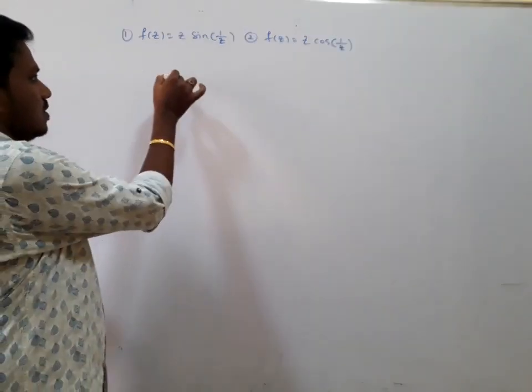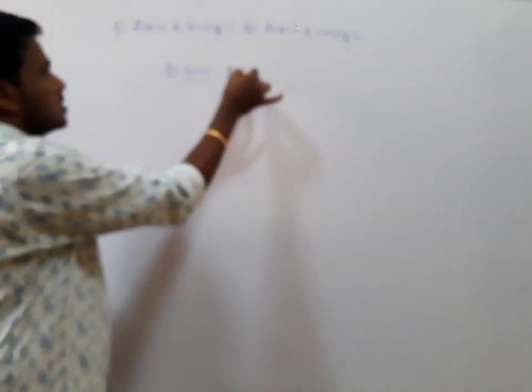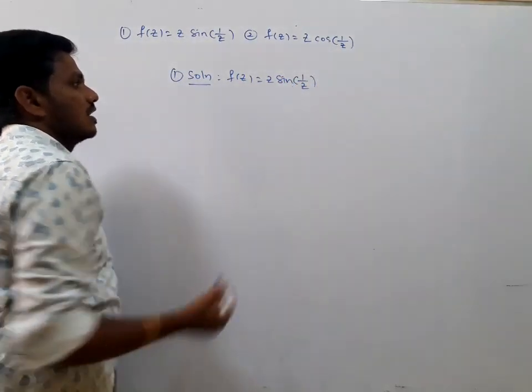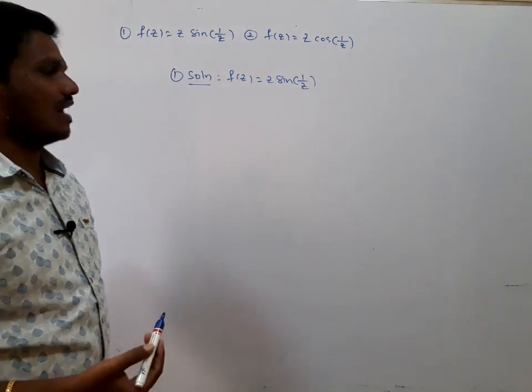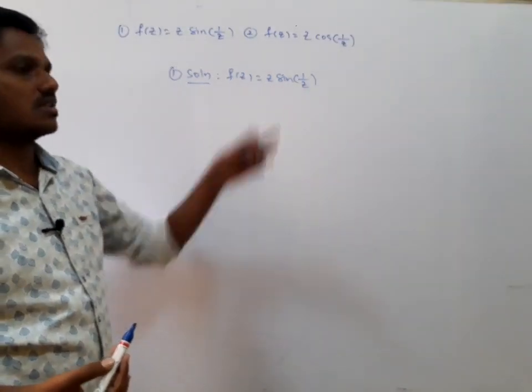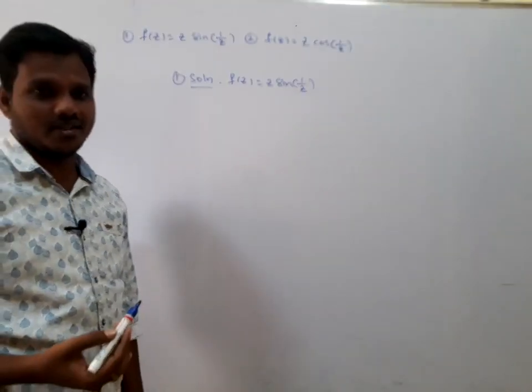Now coming to the solution. f(z) is equal to z into sine 1 by z. It's clear that z equals 0 is the singular point. Sine of 1 by 0, sine infinity, is undefined, so it is not analytic at z equals 0. In the neighborhood of z except 0, the function is analytic. So we say that z equals 0 is an isolated singular point.